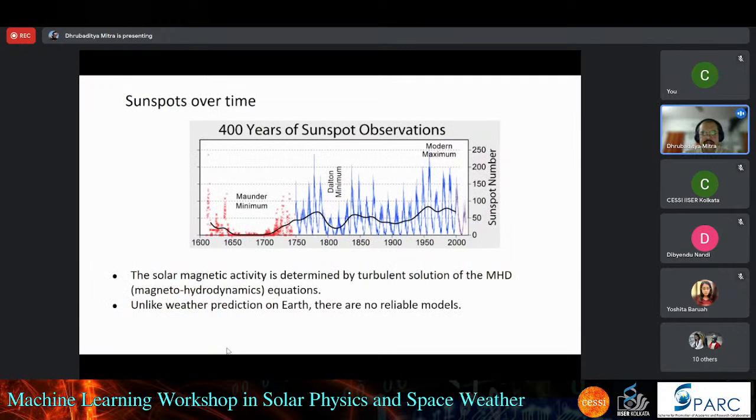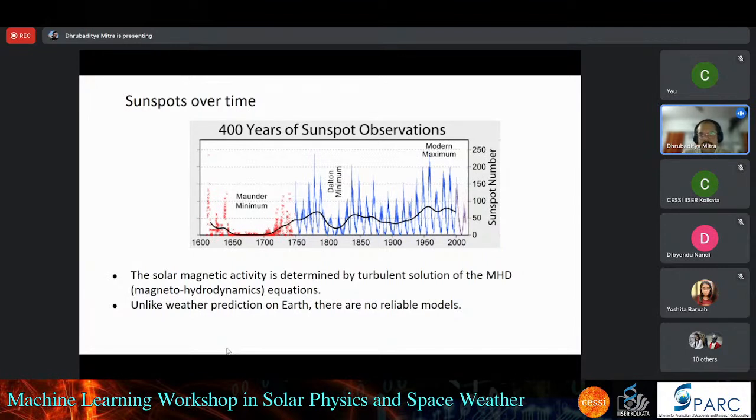this is sunspots over time. I guess a lot of you have seen this picture before. And this picture only goes back to the 1600s. You can see the Maunder minimum. What we know and what we believe is that solar magnetic activity is determined by turbulence inside the sun. Inside the sun, from about 0.7 solar radius to the solar surface, it's a plasma that is convectively turbulent. And it is this turbulence that creates sunspots, among many other things.